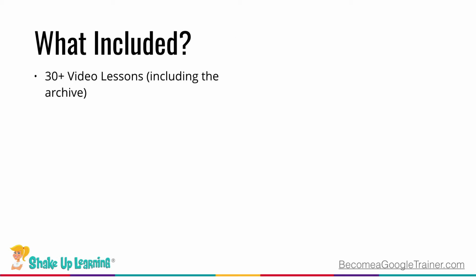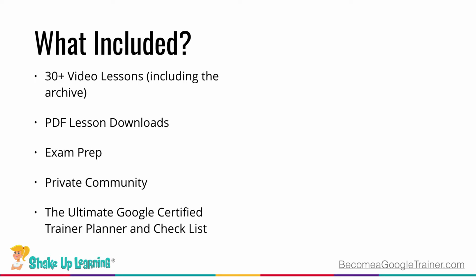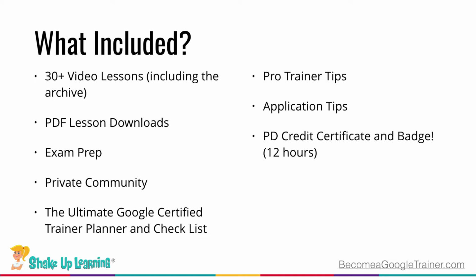So what's included in the course? Well, first of all, there are over 30 video lessons, including that archive that I mentioned earlier. You've got PDF lesson downloads. You've got exam prep. You've got the private community. You've got your ultimate Google certified trainer planner and checklist. You're going to get those pro trainer tips from people like me who've been doing this for many years. Application tips, and you're going to get professional development credit.